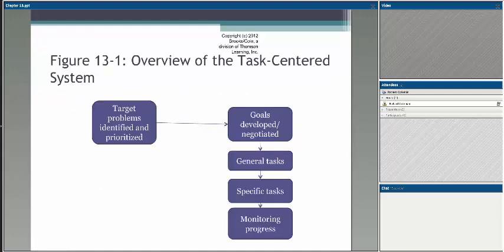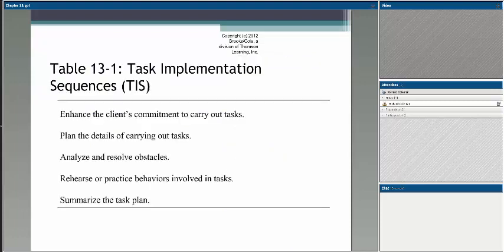So again, just a quick overview of what we're looking at when we're looking at a task-centered approach. Again, it's a target problem identified and prioritized. We're looking at developing a goal, some general tasks, some specific tasks, and then we're going to look at monitoring what those outcomes are. And task-centered systems tend to be fairly short in duration, so it's a shorter time frame. It may be a number of months or maybe a month or two that we may be spending some time working with this family in an attempt to make sure that the behaviors are going to be mitigated.